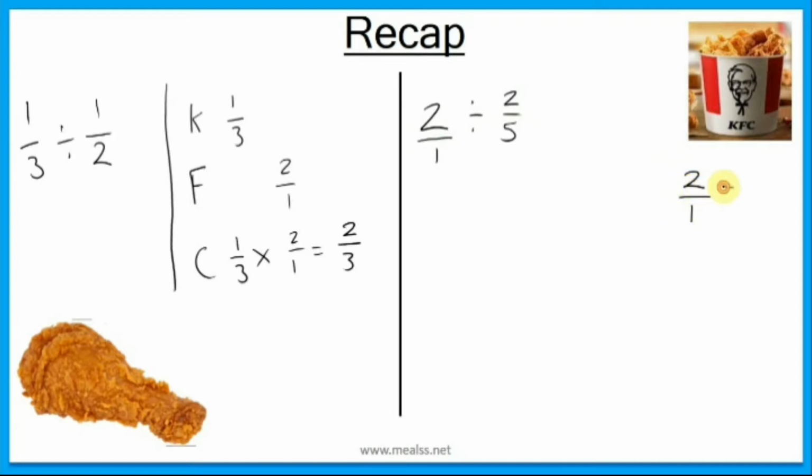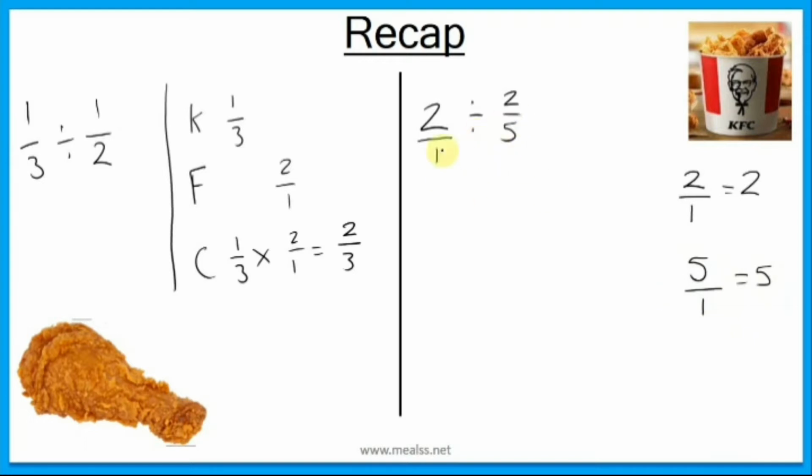So if we look, how many ones do we have in 2? It's 2. Another example, 5. So if we have an invisible denominator of 1, 5 divided by 1 would be 5. Another way of looking at it is how many ones go into 5? And the answer is 5.